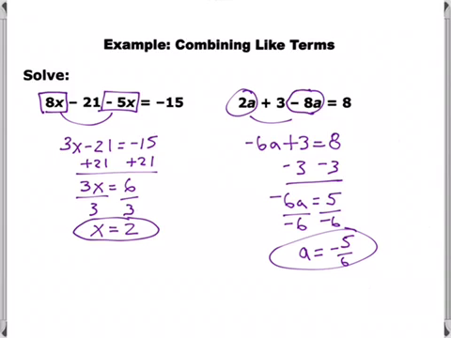Your next step will be to subtract 3, which is the inverse of adding 3, to both sides. So you're going to subtract 3 from both sides. You get negative 6a equals 5. Then you want to divide by negative 6 in order to remove the negative 6 on both sides. And when you divide both sides by negative 6, you get a to equal a negative 5/6.